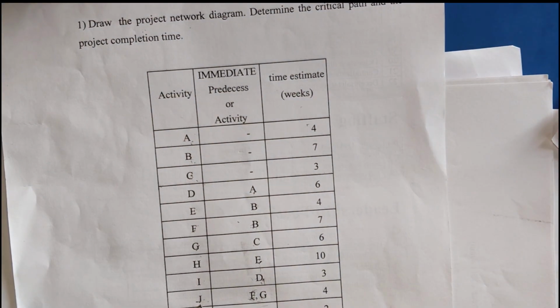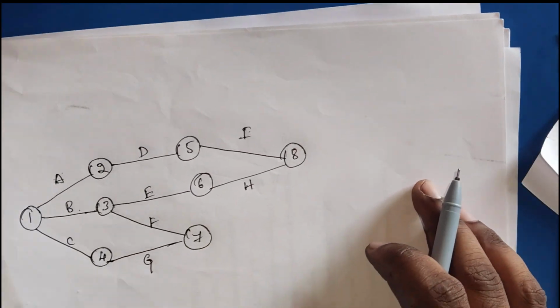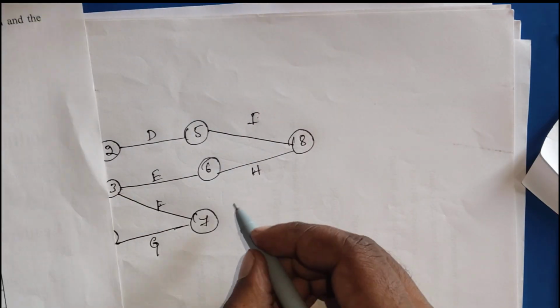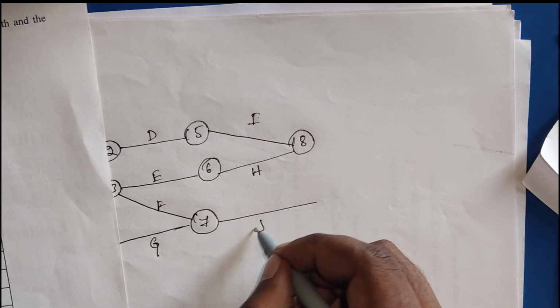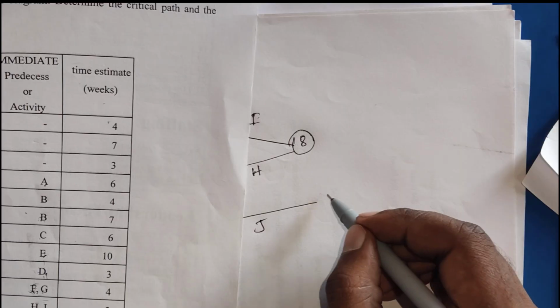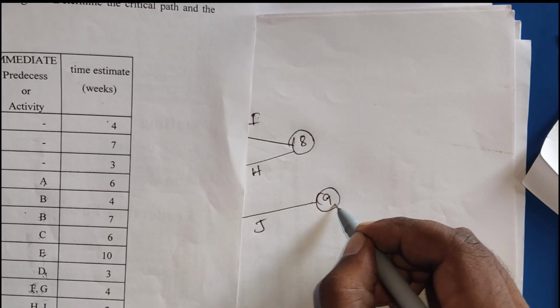Next one is J. J again deriving from F and G. F is here, G is here. F and G going to derive the J. Okay, done. And then this is going to become a 9.